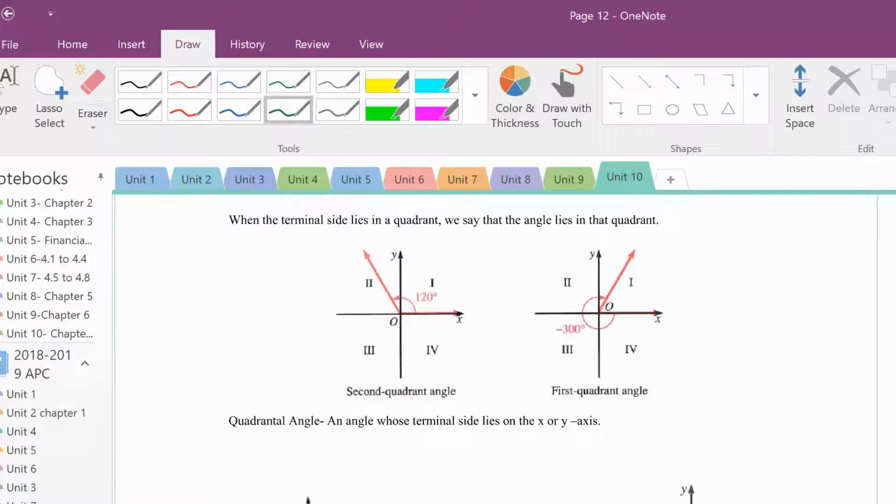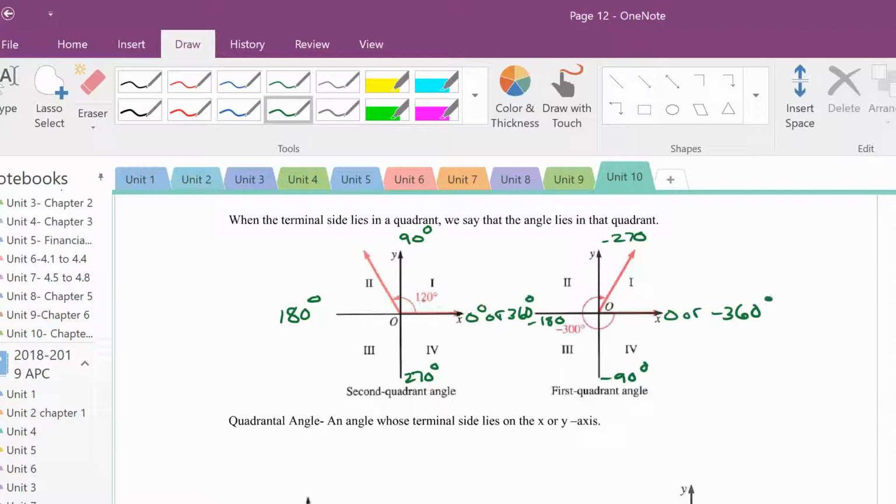Now, when a terminal side lies in a specific quadrant, we say that the angle lies in that quadrant. So if it starts on the positive x-axis, this is 0, 90, 180, 270, and all the way back around is 360. If you go negative, this would be 0, negative 90, negative 180, negative 270, or negative 360.